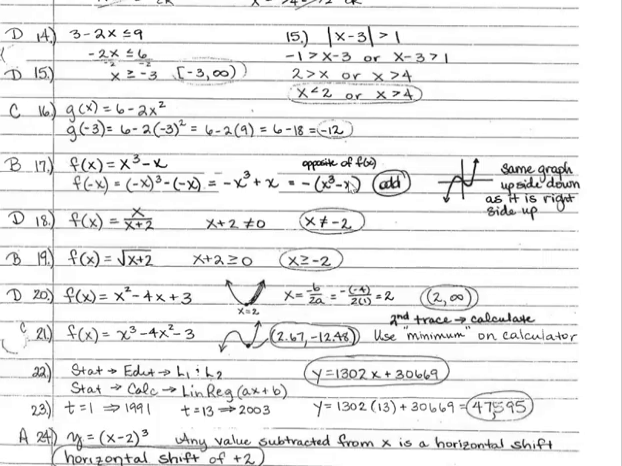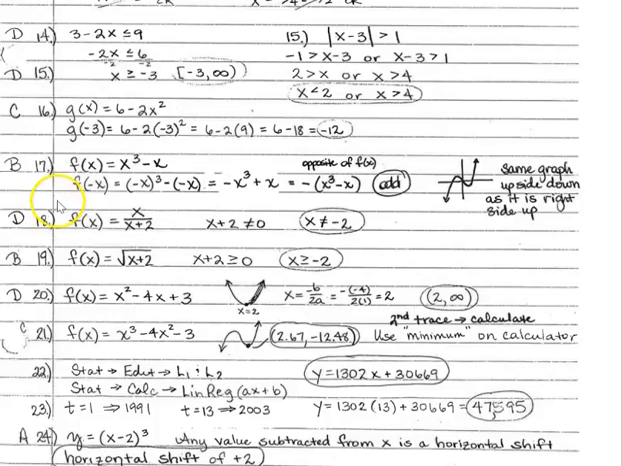If it's even, you can fold it on the y-axis and it folds on top of itself. Or if you put a negative x in the place of x, you get the exact same function that you started with. All right, then for number 18 and 19, we're looking at domain.